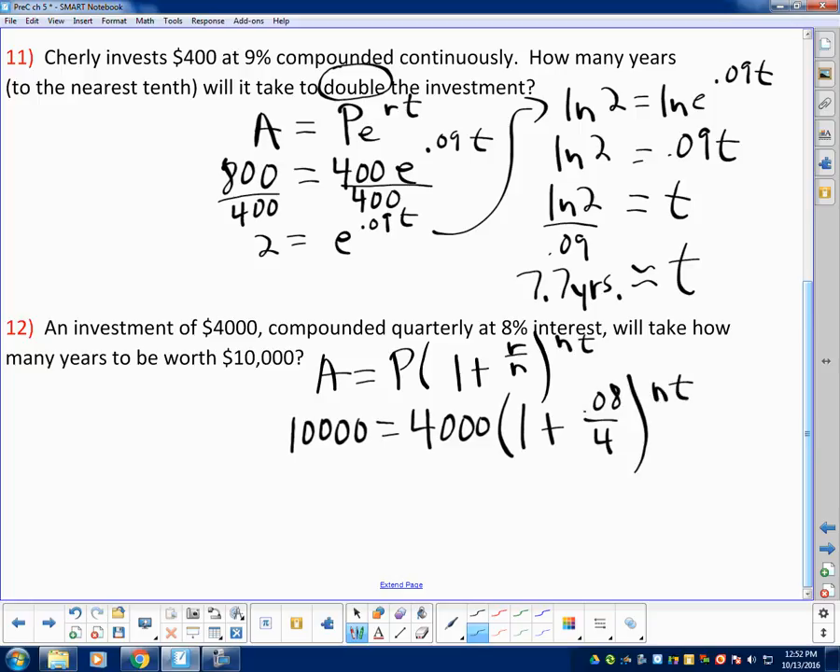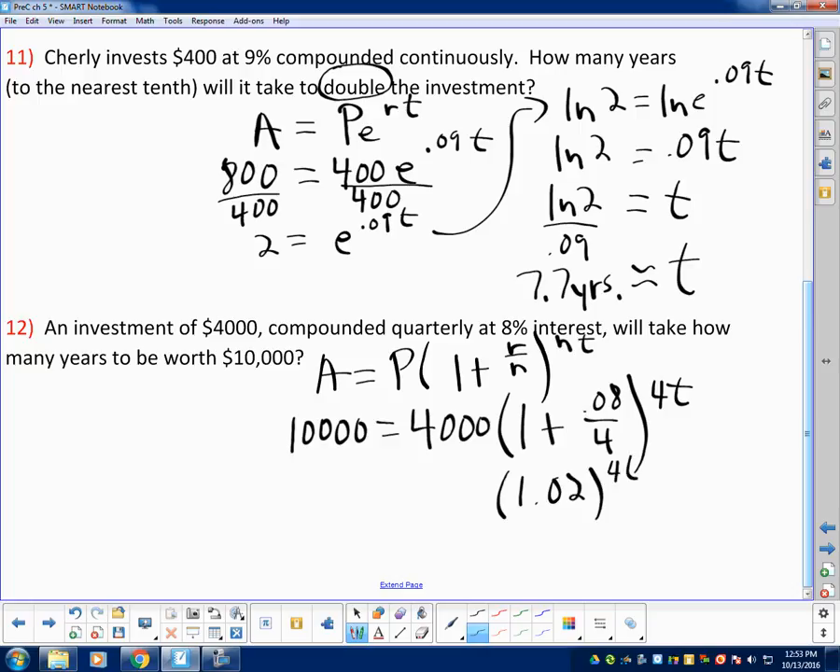Now, 4t I should say, because n is 4. Could somebody calculate this right here? And remember, order of operations says take it to the exponent first before multiplying. Don't multiply 4,000 times this number. You can't do that. What's 1 plus 0.08 over 4? 1.02. Yep, 1.02, to the 4t.